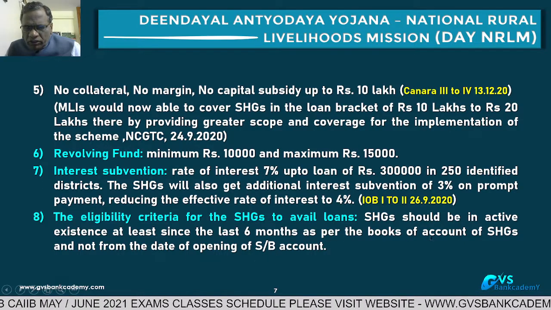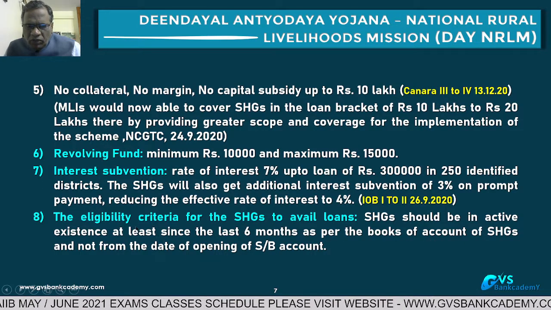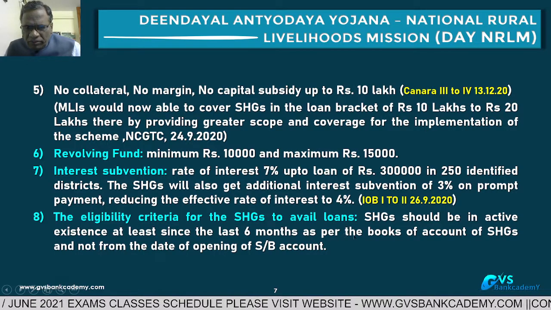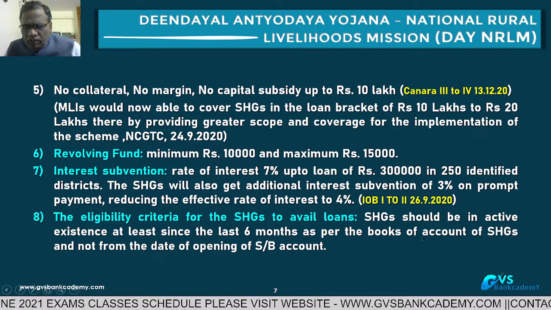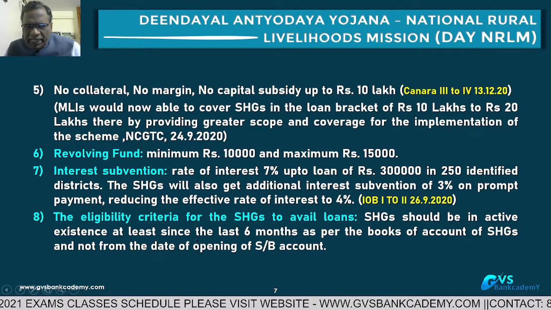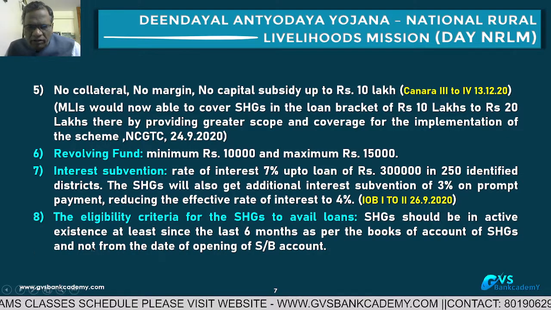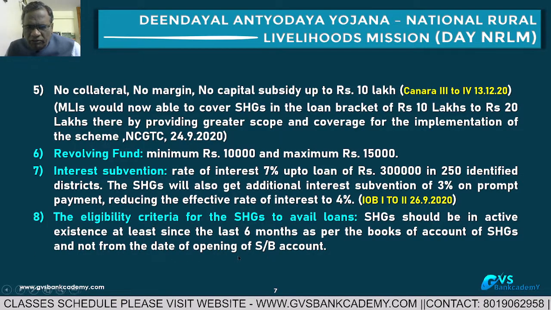This question is also asked. On what basis is the existence of an SHG verified? Based on books of account. The SHG should be in active existence at least since the last 6 months, not from the date of opening of the SB account, the savings account.